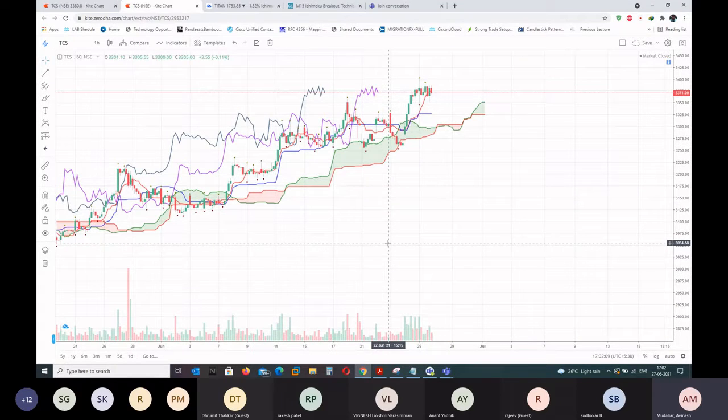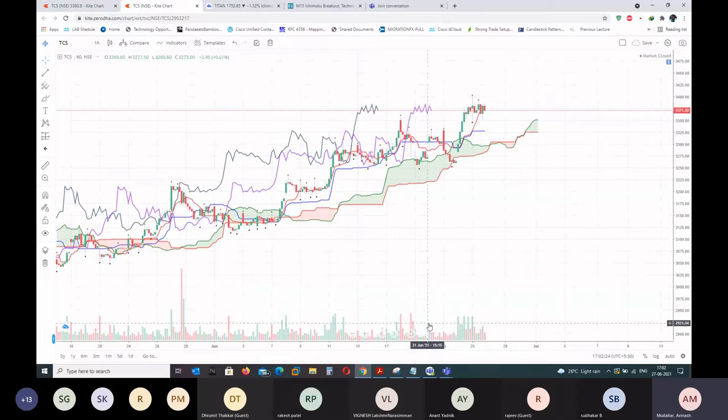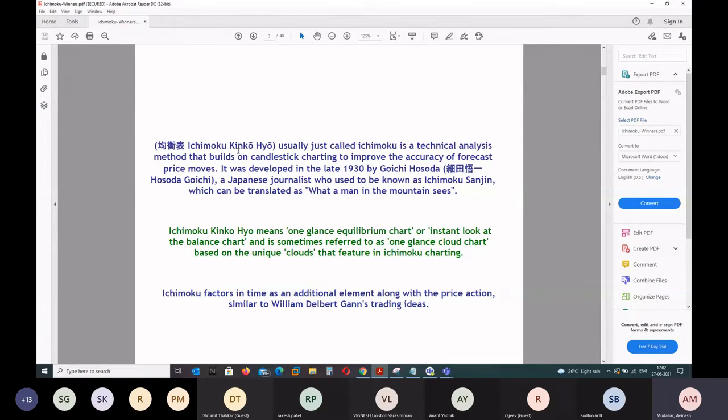Basically, an Ichimoku chart consists of 5 lines. Using the 5 lines, you'll be constructing the clouds and the different kinds of lines. To start with, this is the basic Ichimoku Kinko Hyo bootcamp sort of thing.